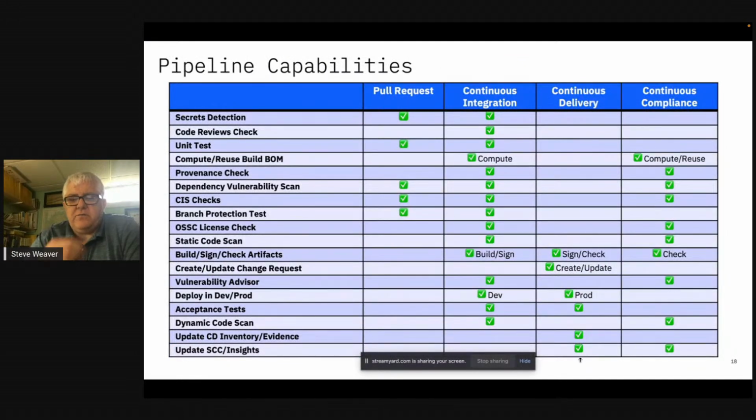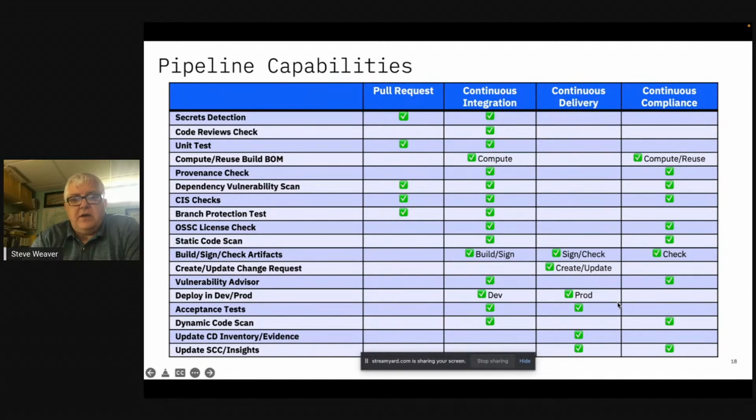I just wanted to leave you with this chart, which kind of shows you for each of the different pipelines that we've seen as part of this process, which checks are run at each stage, right? So you can see that in the pull request, we do a number of the code risk analyzer checks, like the vulnerability scans, CIS checks, and so on. Continuous integration does all of those plus more, including building and signing the artifacts, running acceptance tests, dynamic code scans.